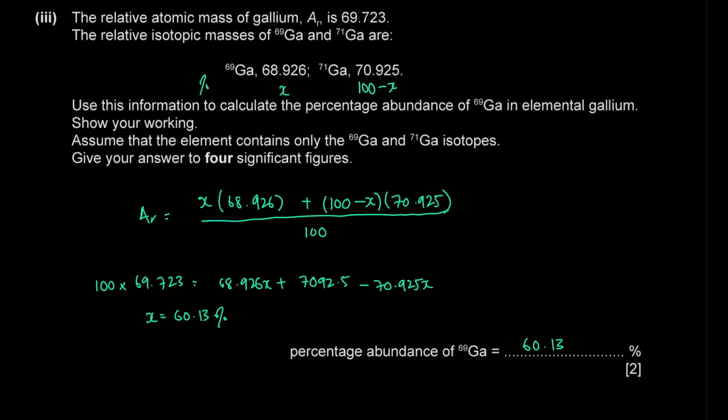Another thing to keep in mind is that we do not use the mass numbers. The mass numbers are integers, whereas the relative isotopic masses are experimentally determined. If these isotopic masses aren't given, only then we use the mass numbers. So in this case, since the isotopic masses are given, we're going to use these in our calculation.